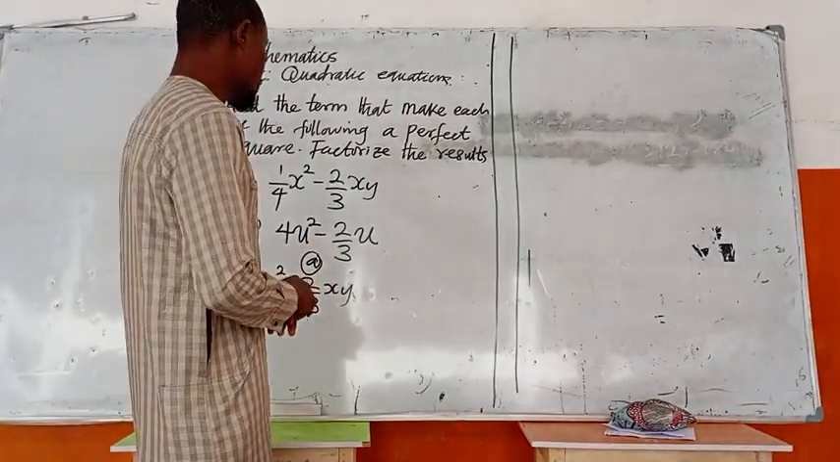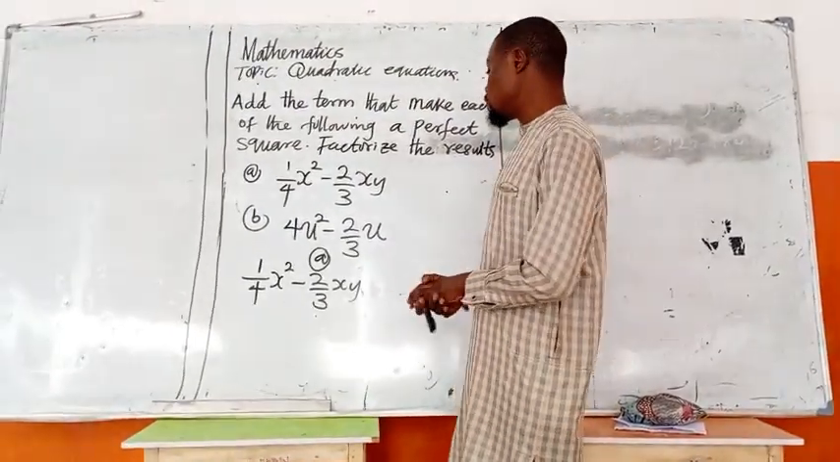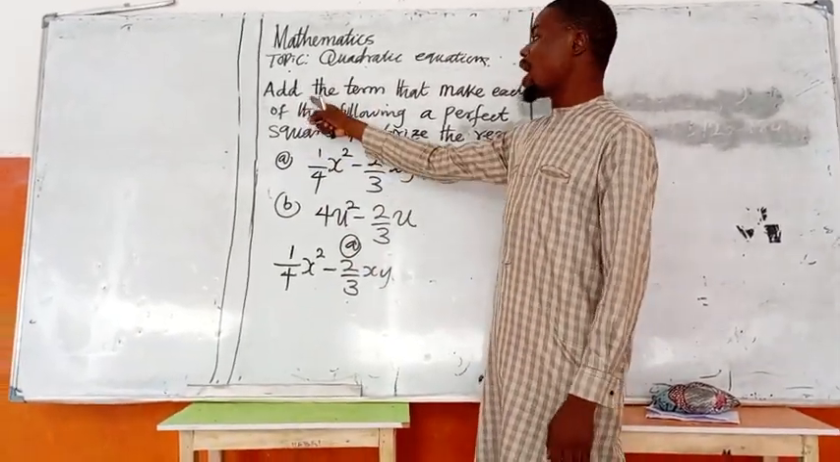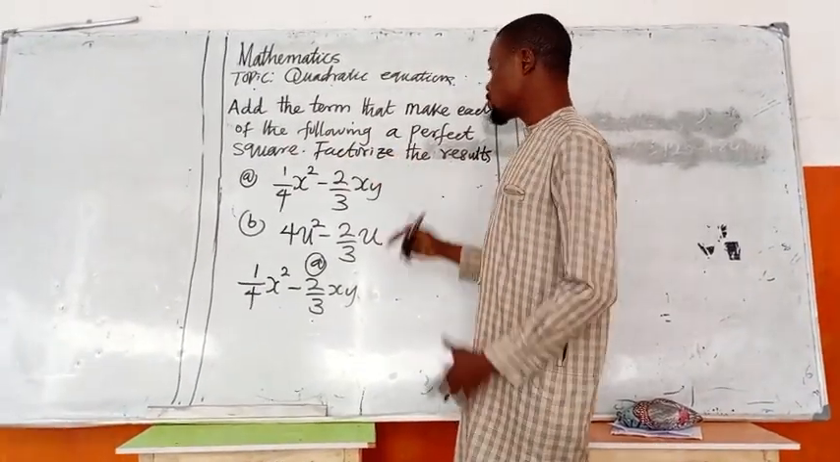Hello guys, today we are going to continue from where we started in quadratification. If you look at how to solve these two questions for this video: add the terms that make each of the following a perfect square, factorize the results.